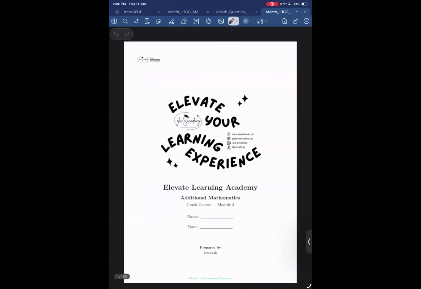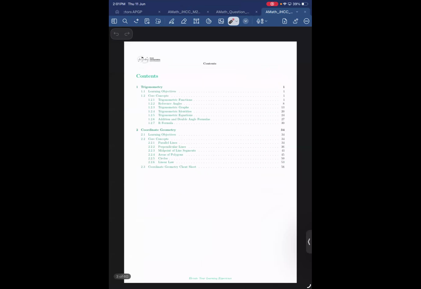All right, so let's begin our discussion. Let's start with module three. Module three, we'll be talking about trigonometry and coordinate geometry. So it's just two topics, right? I think we can definitely finish before 3 hours.